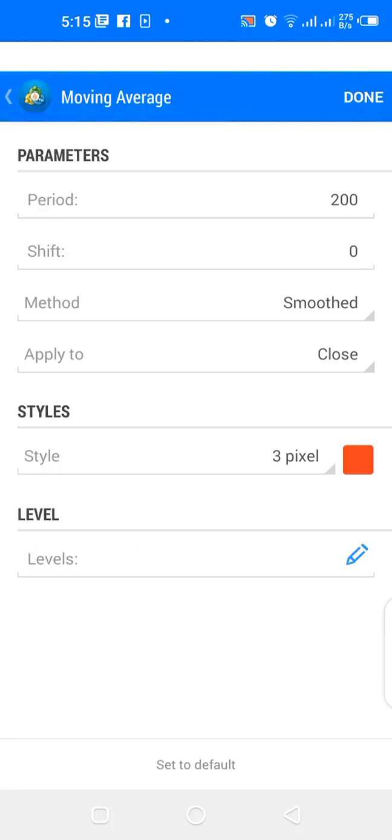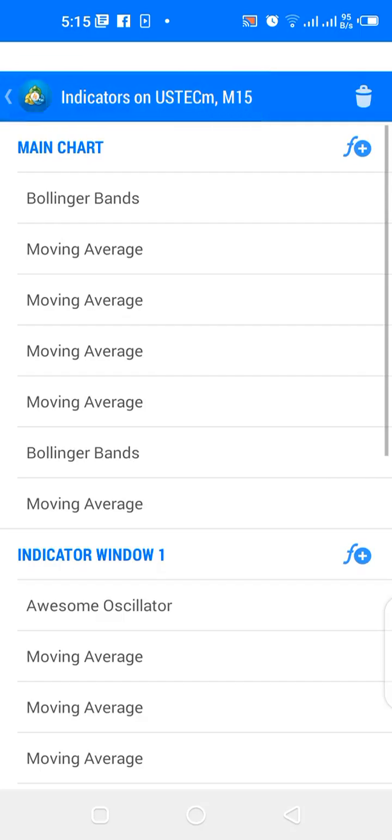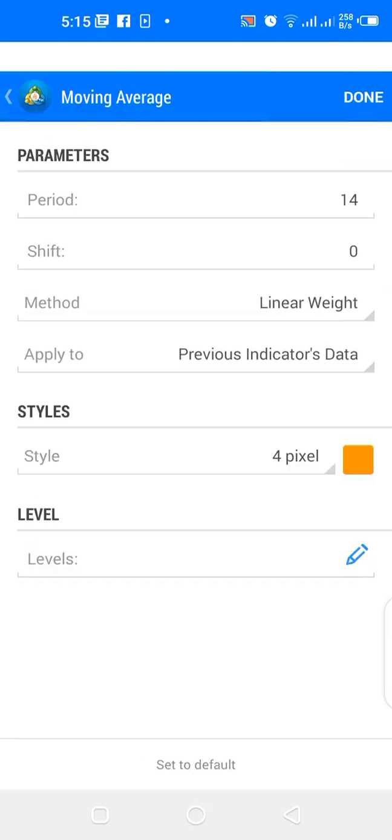Then you have a moving average, 200 period moving average. Shift is 0, method is smoothed, apply to close, and the color is red. Then you have a 14 period moving average. Method is linear weighted, apply to previous indicator's data, and the color is orange. Then you have a 50 period, linear weighted, apply to previous indicator's data, and the color is black.